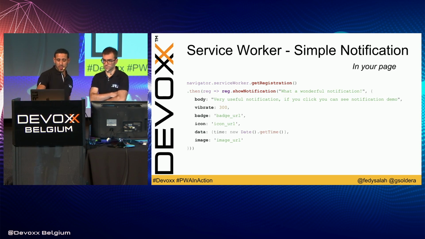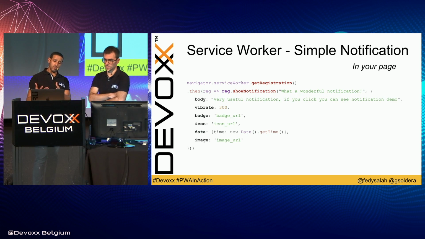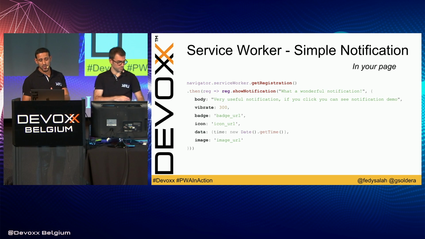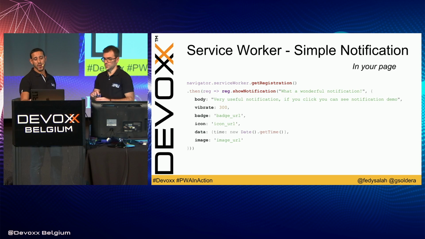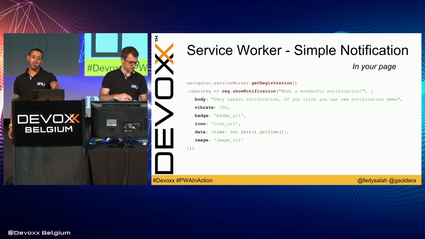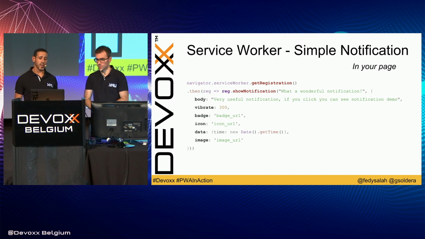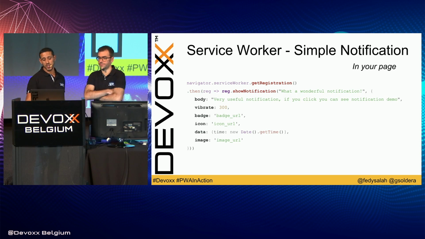But the thing to learn is that with the registration, we can directly call the show notification API, and we can put the title of the notification, the body. We can also use vibrate for like 300 milliseconds. We can display an icon, we can display data, stuff like that.